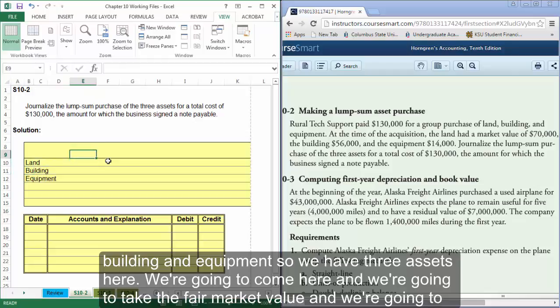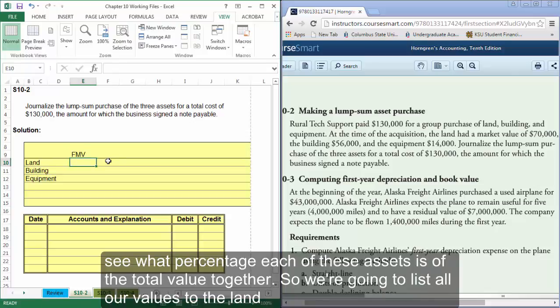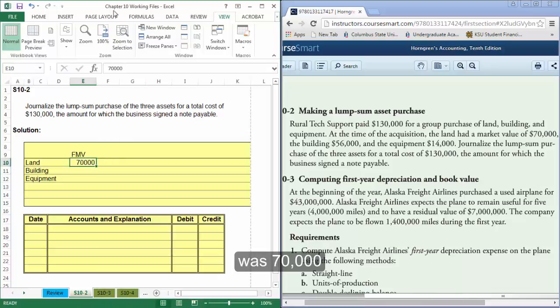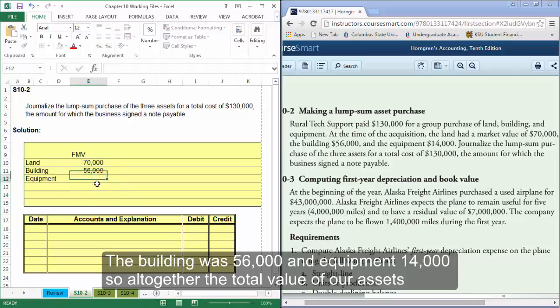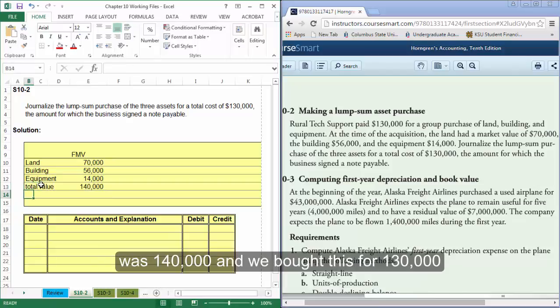We're going to take the fair market value and see what percentage each of these assets is of the total value together. So we're going to list in all of our values. The land was $70,000. All right, let's switch that to a number. The building was $56,000 and equipment $14,000. So all together, the total value of our assets was $140,000. And we bought this for $130,000.